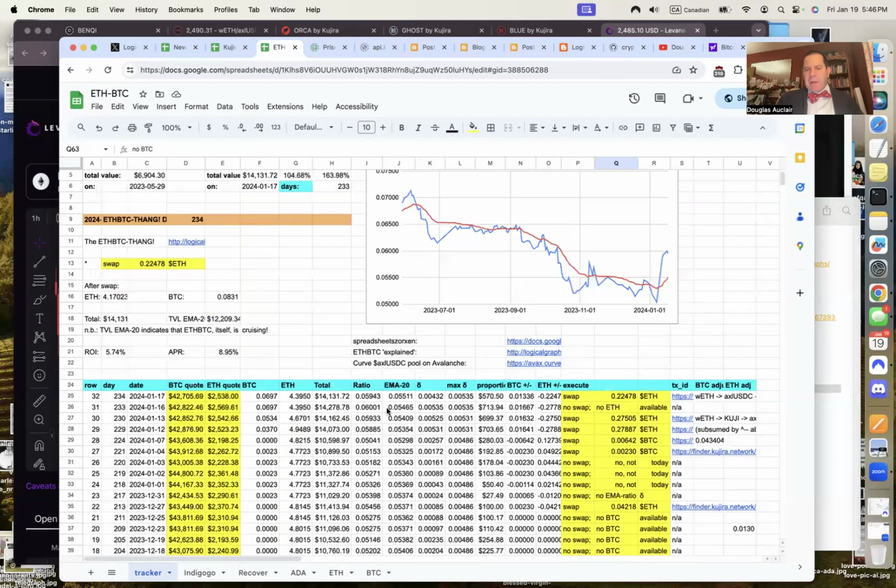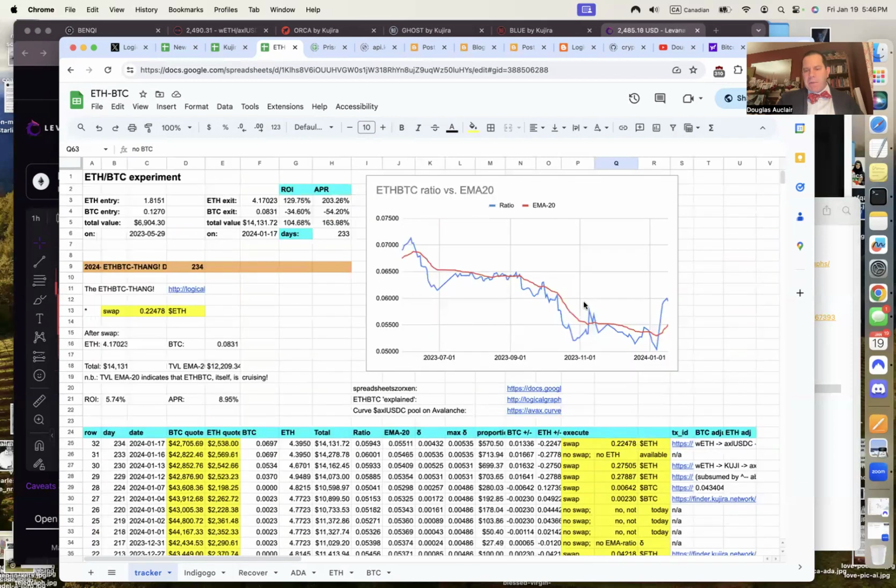So I'm selling Bitcoin high and buying Ethereum low. So remember, the EMA 20 is the smoother curve. When it's below the ratio, that means ETH is high and Bitcoin is low. So you sell ETH and buy Bitcoin. When the EMA 20 is above the ratio, then that means ETH is lower and Bitcoin is higher. And so you sell the Bitcoin and buy Ethereum.